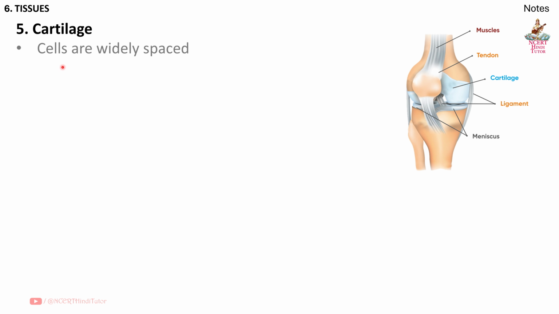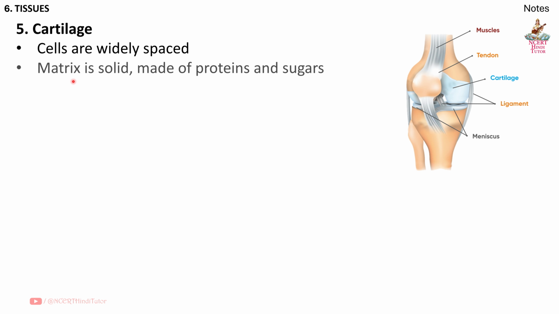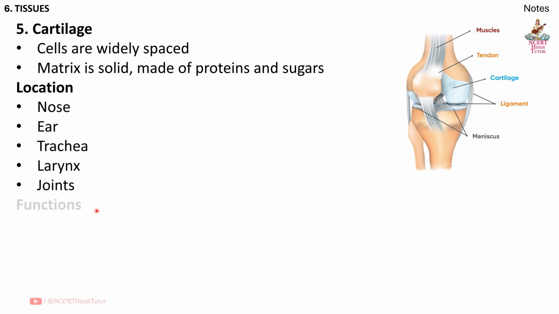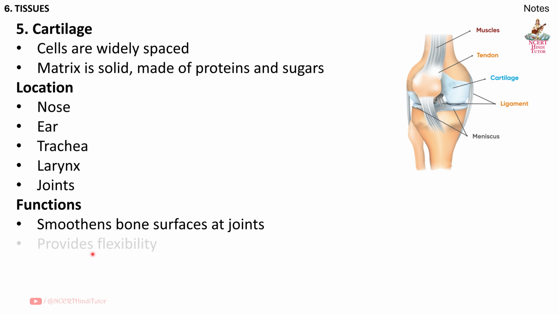Fifth, cartilage. Cells are widely spaced. Matrix is solid, made of proteins and sugars. Location: nose, ear, trachea, larynx, joints. Functions: smoothens bone surfaces at joints, provides flexibility. So friends, here cartilage is this, between the two bones, and it is made of proteins and sugars.